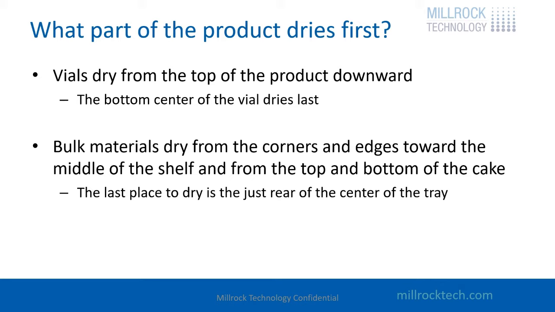In bulk materials, when they're in trays, it dries from the corners and edges toward the middle of the shelf, and from the top and the bottom of the cake toward the middle of the cake, kind of like a sandwich. So the last place to dry in a bulk system is just behind the rear center of the tray.